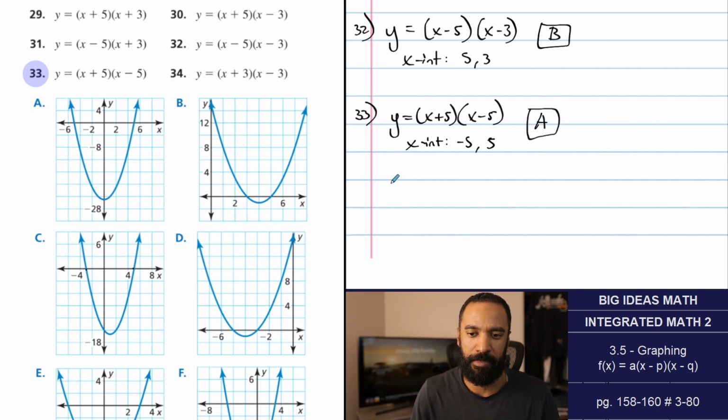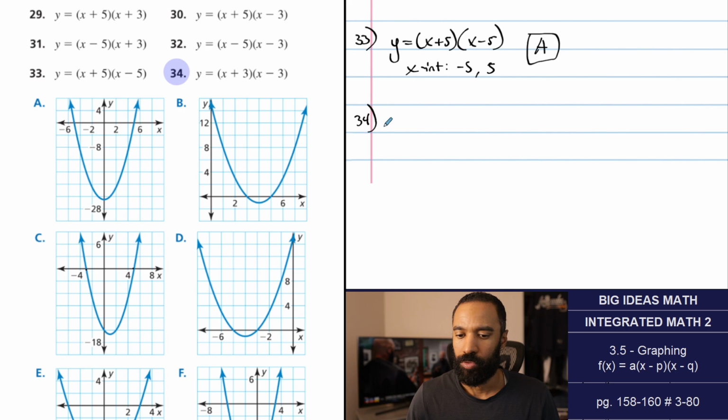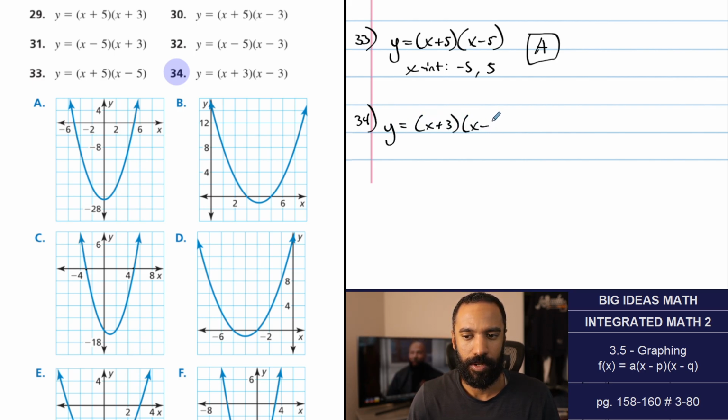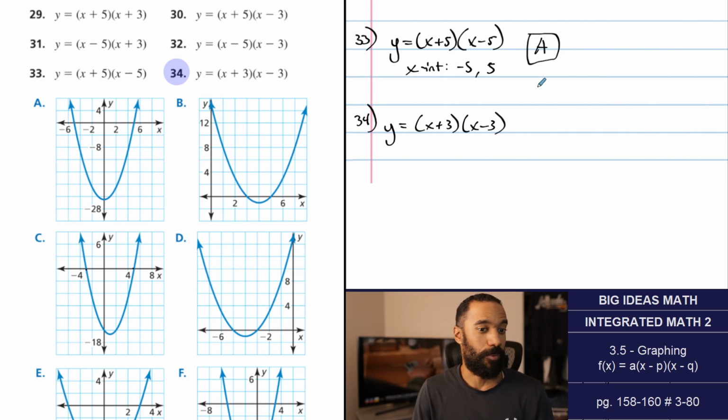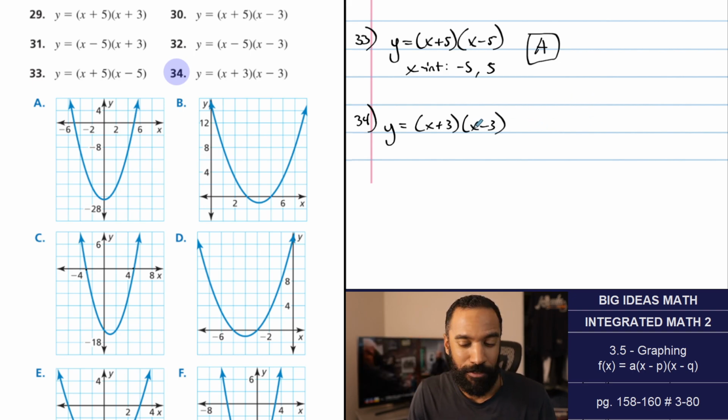The last one must be E, but let's go ahead and confirm it. Let's write it all down. Y equals x plus 3 times x minus 3. You know what else we could do is look at the y-intercepts of these. For example, you multiply 3 and negative 3, you get negative 9. That'll be the y-intercept of this. We can confirm that too.